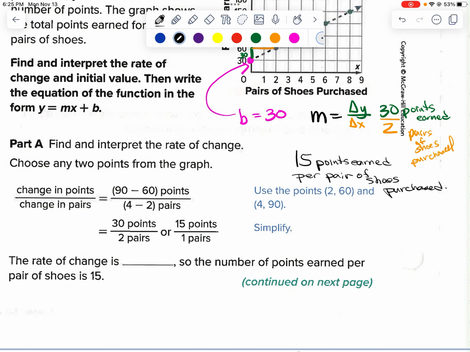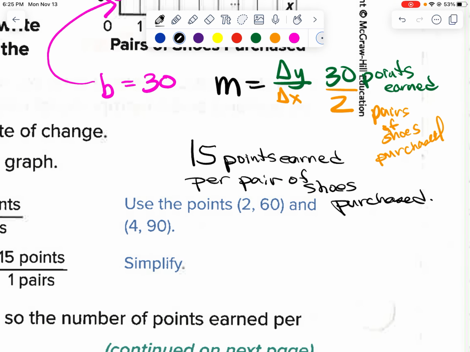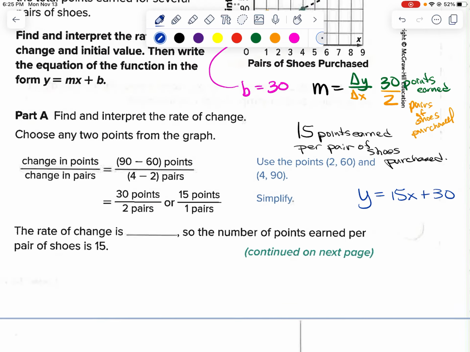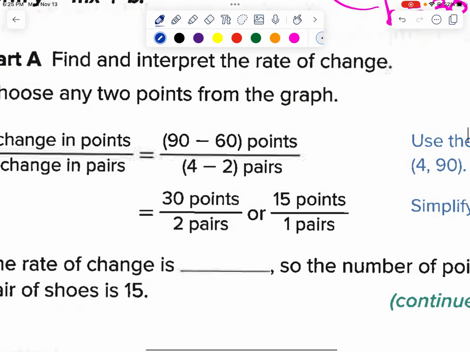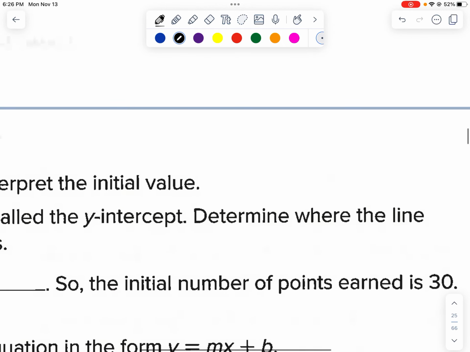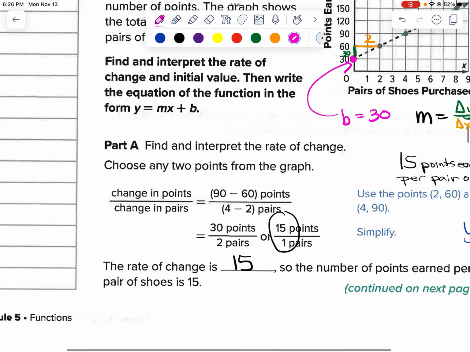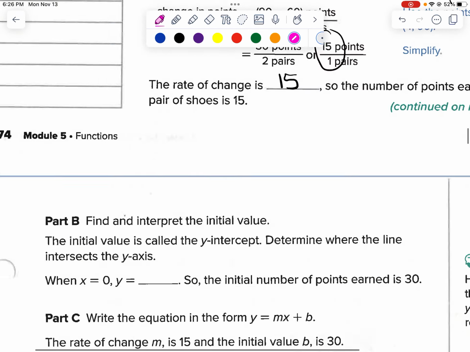So if I was going to write the equation, I would write the equation as y equals 15x plus 30. Let's look at over here what they did. Look at this. They got 15 over 1, so that means 15. Then they went to the y-intercept. So when x was equal to 0, the b value was 30.